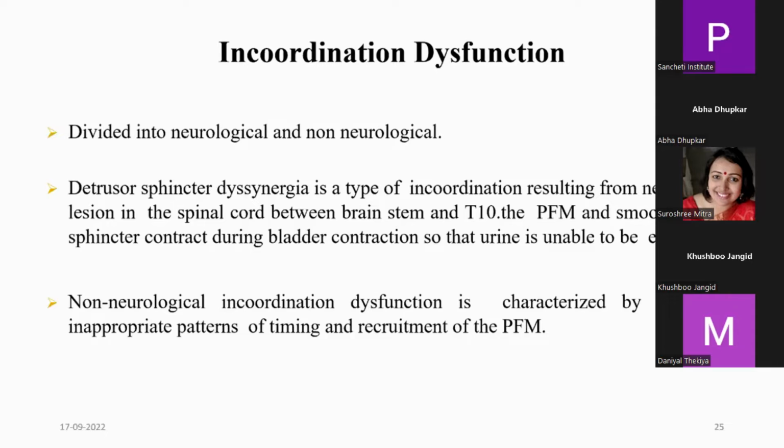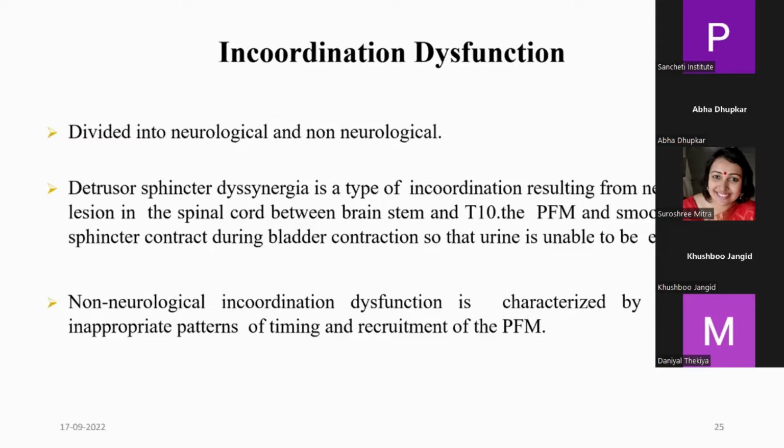So what happens is that the pelvic floor muscle and smooth internal sphincter contract during bladder contraction, so that the urine cannot be expelled out, or there is an inability or inefficiency for the urine to be expelled. So normally, if you see any neurological patient having incontinence, then you have to find out the reasons, what condition he is suffering from, what can be the reason, and what line of treatment we have to plan.